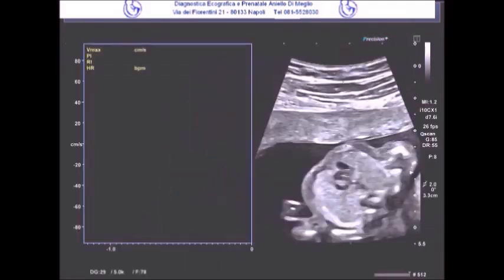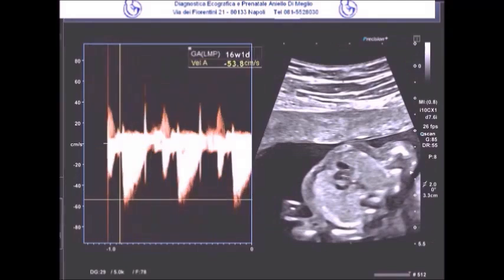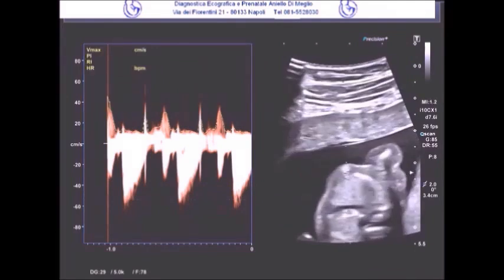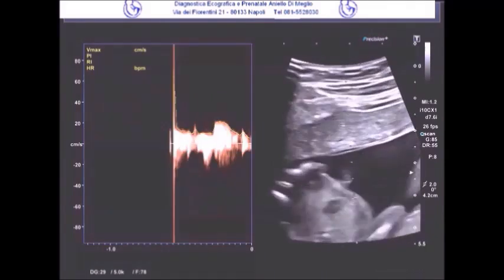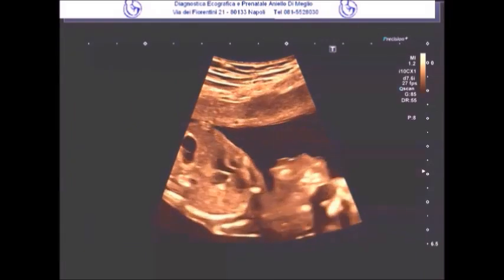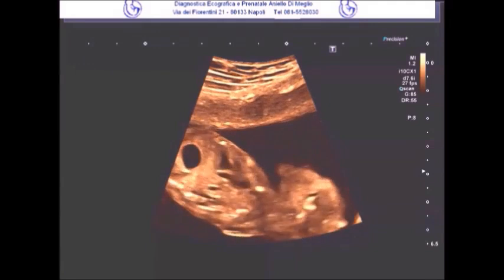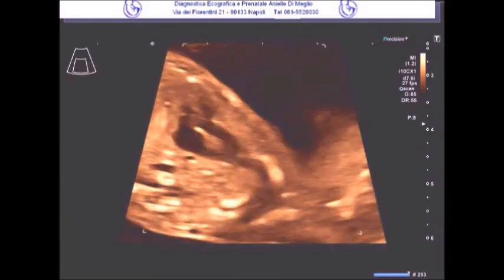Now let's perform the Doppler velocimetry of the pulmonary artery, which can be very helpful in clinical cases where tetralogy of Fallot is suspected. Even though in this case it is not increased, partly due to the early gestational age and partly because, as we mentioned, we are dealing with a mild case. In short, mild, so the velocity of the pulmonary artery is not increased.